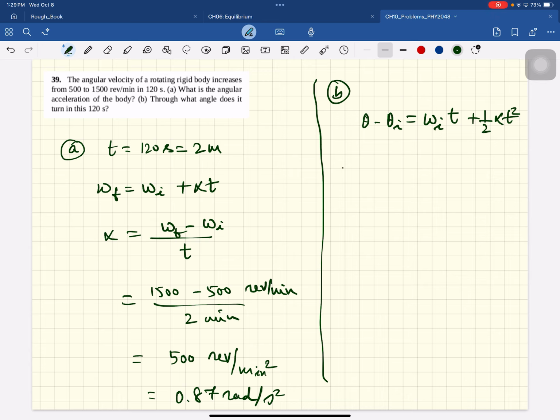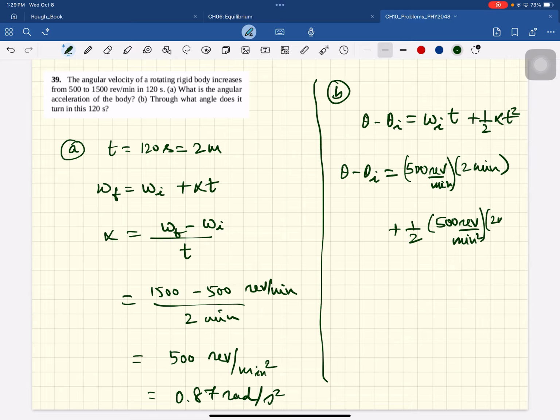All right, so the angular displacement we'll do in revolutions. So omega initial is 500 revolutions per minute. T was 2 minutes, plus 1/2 alpha, and alpha was 500 revolutions per minute squared, times 2 minutes squared. So the angular displacement in revolutions is, this is 1,000 revolutions, and this is another 1,000, so 2,000 revolutions.